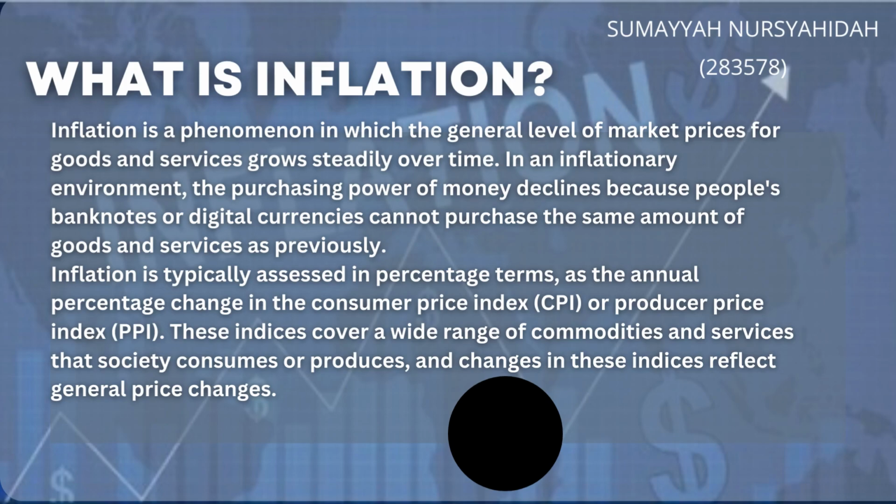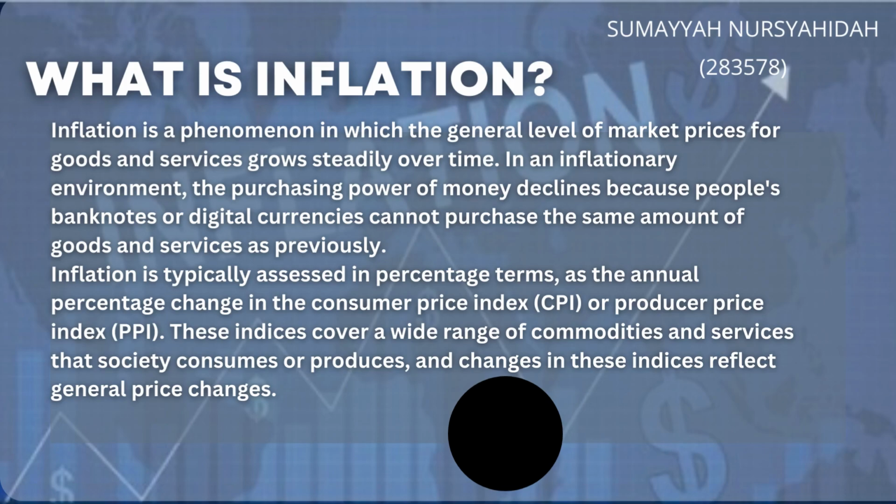In an inflationary situation, the purchasing power of money decreases as the banknotes or digital currencies that individuals hold cannot buy the same amount of goods and services as before. Inflation is generally measured in percentage terms and is usually calculated as the annual percentage change in the Consumer Price Index (CPI) or Producer Price Index (PPI).